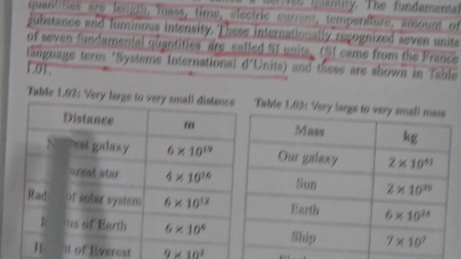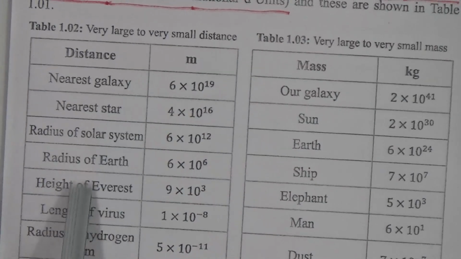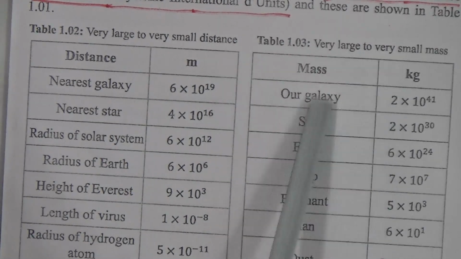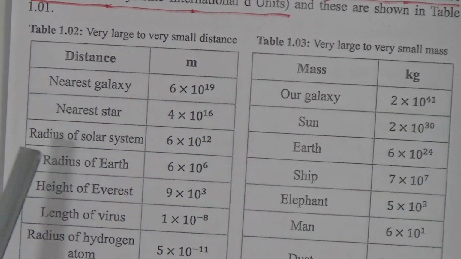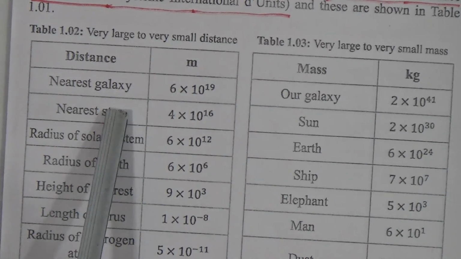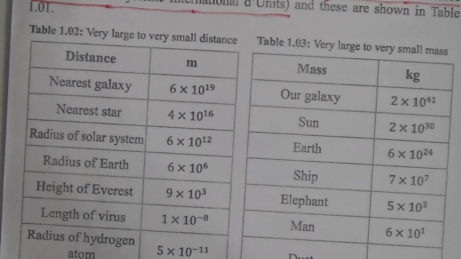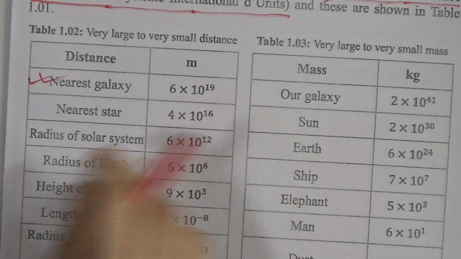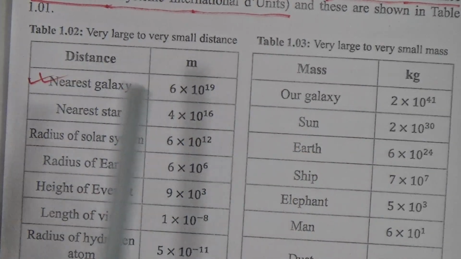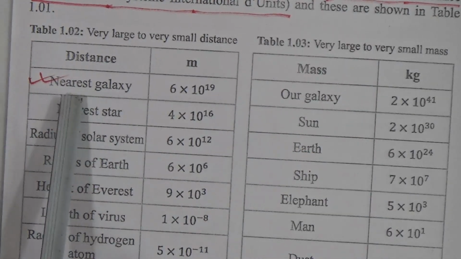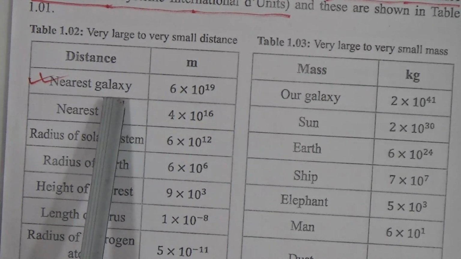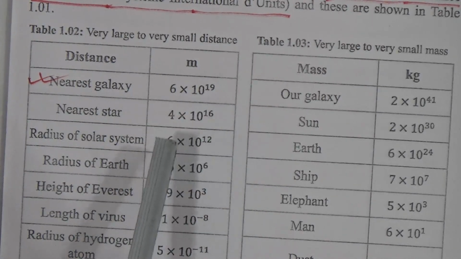Now look at this table. There are two tables. First one is very large to very small distance, and second one is very large to very small mass. Now, nearest galaxy. What is the distance of nearest galaxy? The distance of nearest galaxy is 6 into 10 to the power 19. My dear students, these are very very important for MCQ, and you have to memorize these two tables properly.